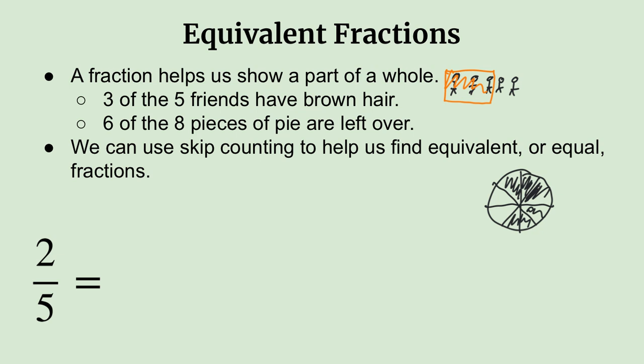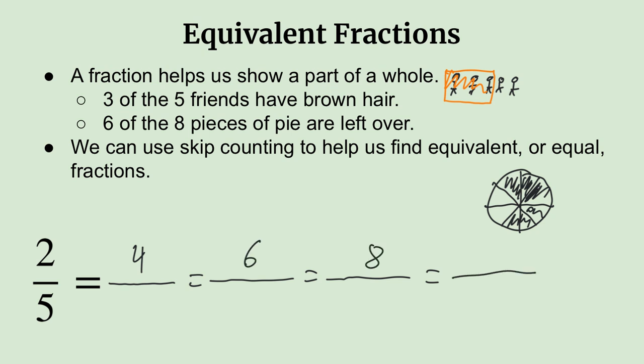What we're going to use them for is helping us work on our skip counting, but also find fractions that are equal to each other. So with 2/5, our skip counting is you count on top and you count on the bottom. So 2, 4, 6, 8, 10, for instance. On bottom, it'd be 5, 10, 15, 20, 25.